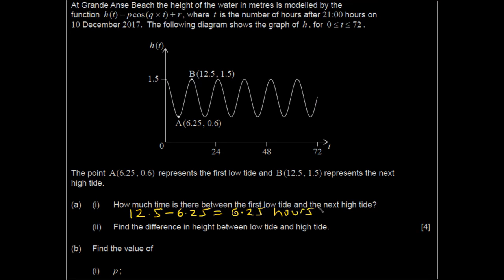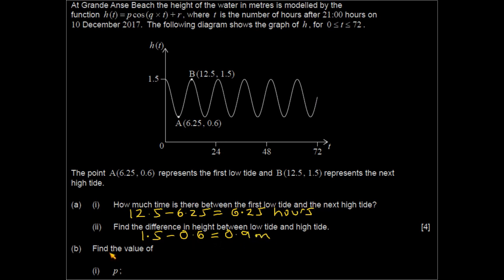Okay, then A part 2 says find the difference in height between the low tide and the high tide. So in exactly the same way, we just need to read off the difference between the low tide here, where the value is 0.6, and the high tide here, where the value is 1.5. So the difference is 1.5 minus 0.6, which is equal to 0.9 meters.